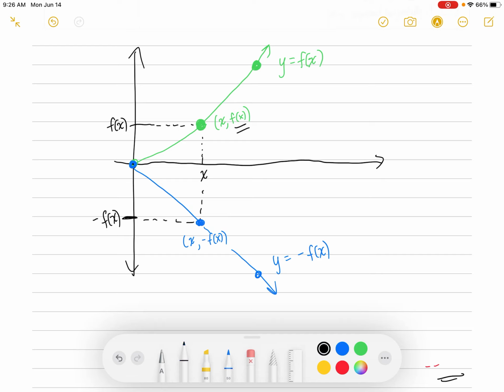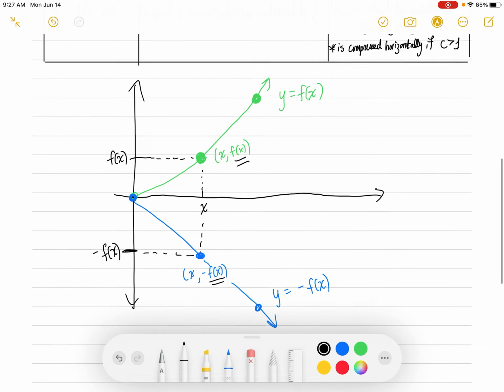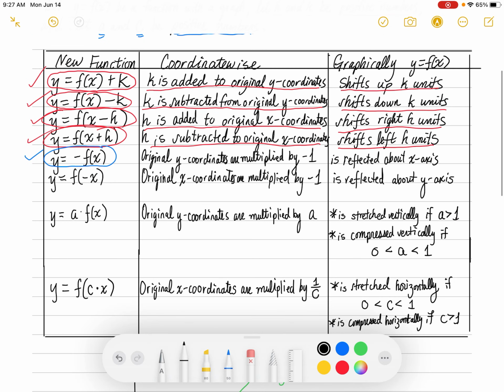So really what happened is we took the f of x from the parent function, and we multiplied it by -1. We took the y coordinate, we multiplied it by -1 to get the y coordinate for the new function. And that's how we describe that in our table, right? So original y coordinates got multiplied by -1, and that basically reflects the parent graph y equals f of x about the x-axis. So it flips it upside down.